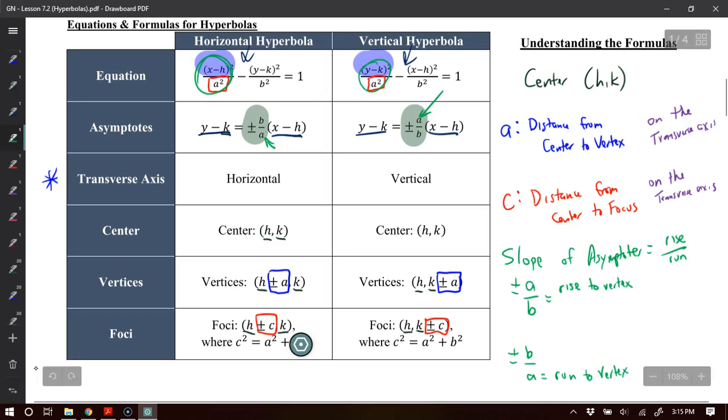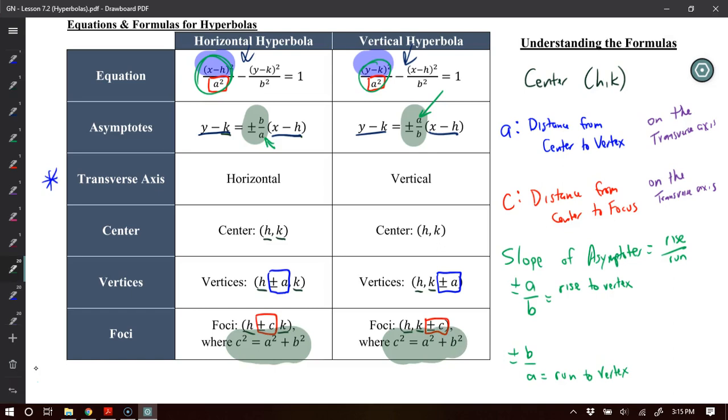Now for the c value, something that's a little bit different: c squared equals a squared plus b squared. Very similar to the Pythagorean theorem on how we're going to find it. You have the formula sheets. I would print them out, and I would look at them as we go through.